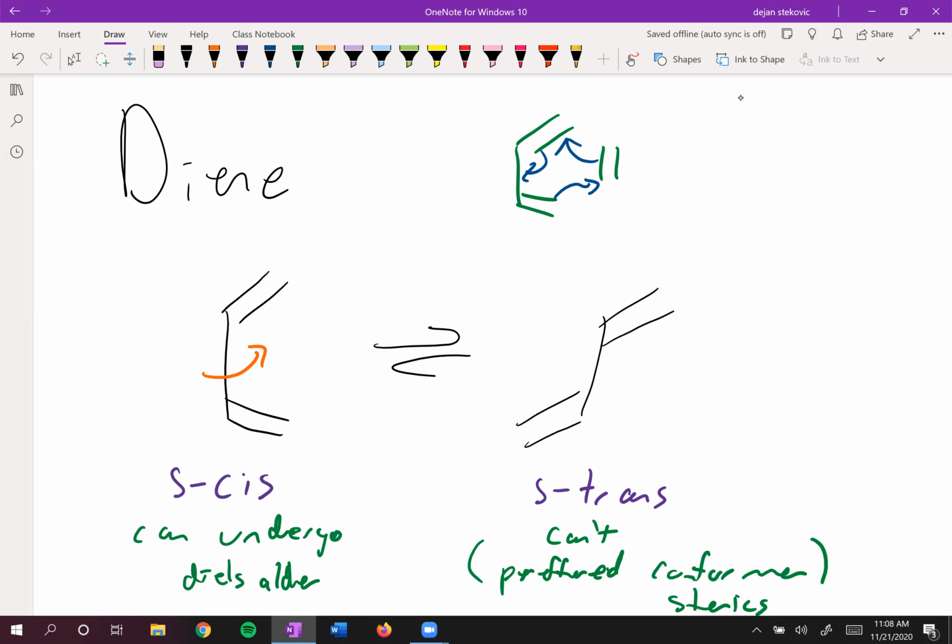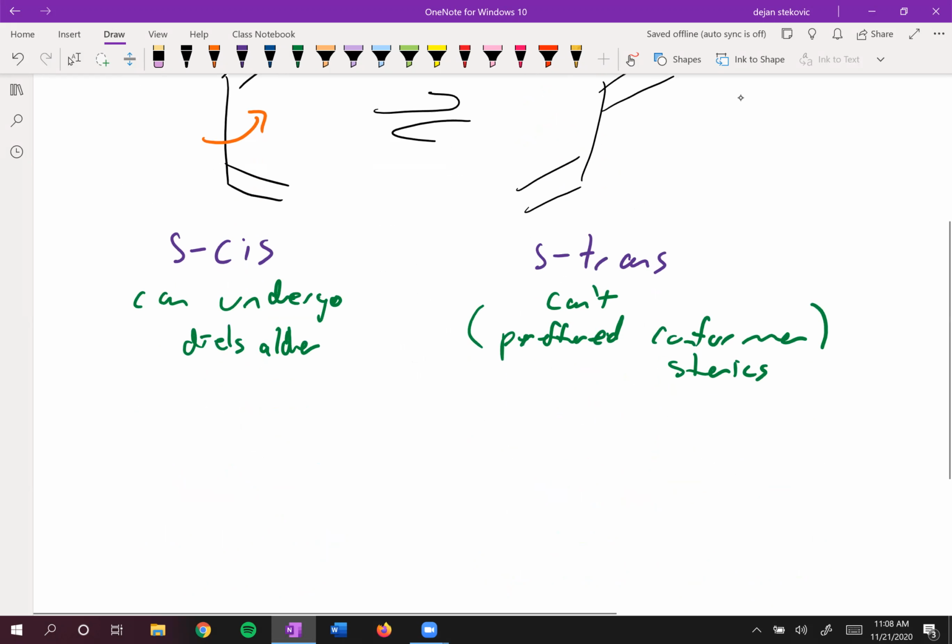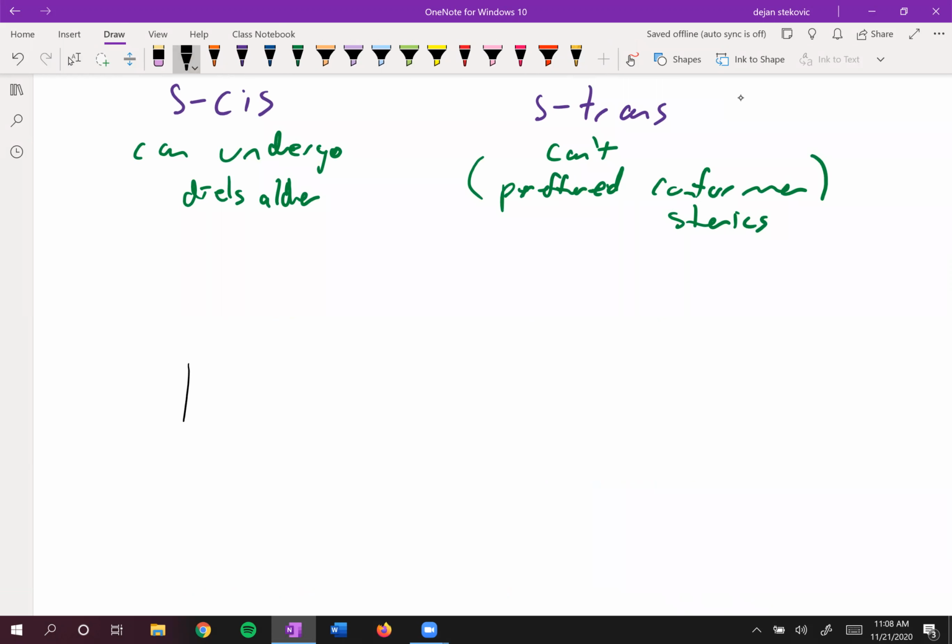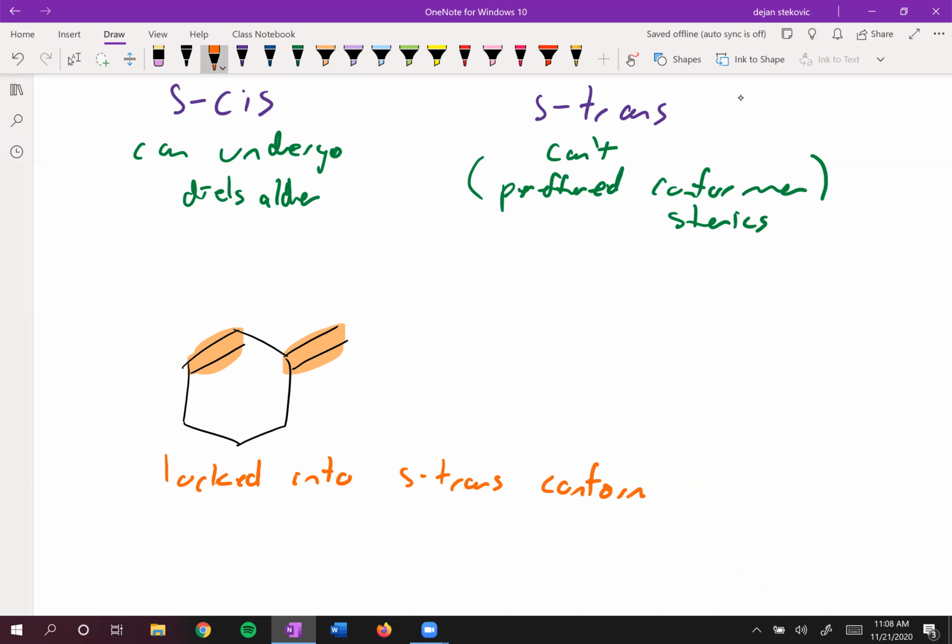The other issue is when these dienes are in cyclic compounds. So for example, if you had this diene, right, it's cyclic. And so you can see there's no way these can form the cis phase. They're locked into the trans. And so if you try to react this with a dienophile, you'll get no reaction, right? There's just no way it can go into the S-cis modality.